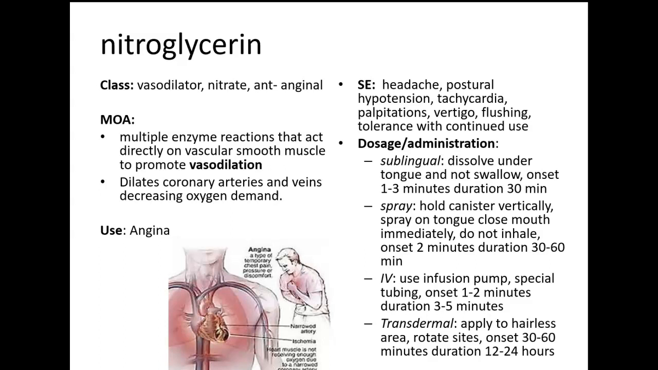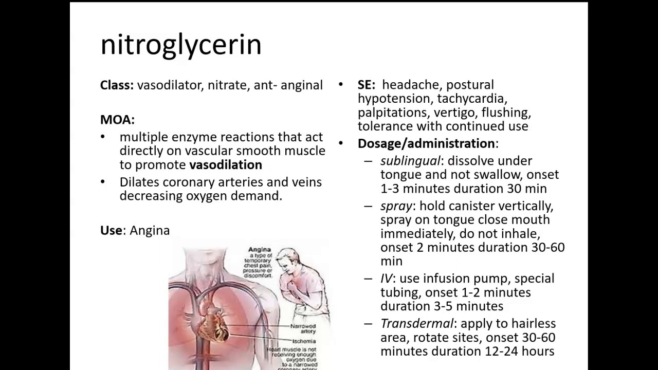Nitroglycerin. We talked about nitro in class quite a bit, and I'll just say it's a vasodilator, nitrate, right? It's an anti-anginal, and there's lots of mechanisms of action, but basically it causes vasodilation, and that's great because then it dilates coronary arteries and veins. That decreases oxygen demand needed by the body because the heart doesn't have to pump so hard. And it works really well for angina. Opens up those vessels, gets blood and oxygen in to those tissues.